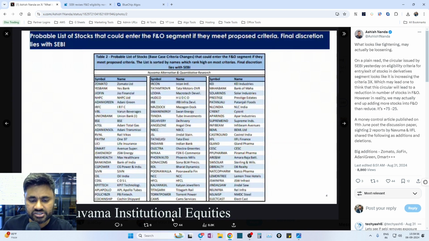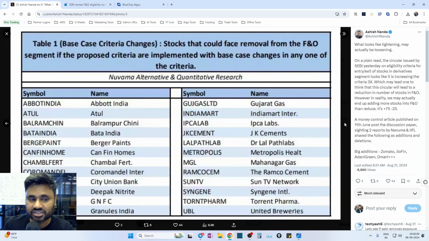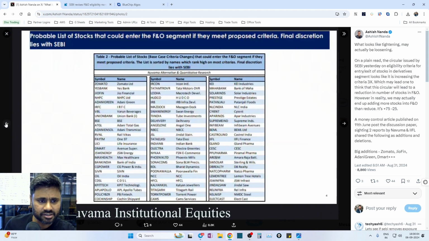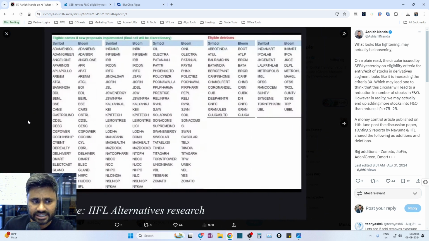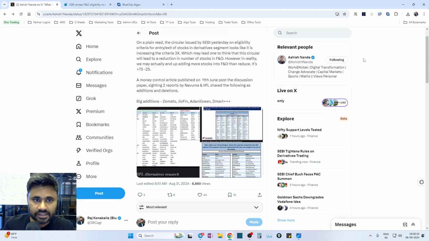And I think there's another firm, Nuvama Institutional Equities. Even they said that most of the stocks might actually get in. Some favorite stocks like Zomato and I think BSE and other stocks might come into this list. Some people's favorite stocks are Zomato, BSE and so on, because I often hear those names from traders.